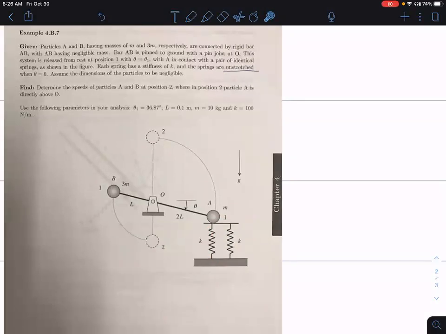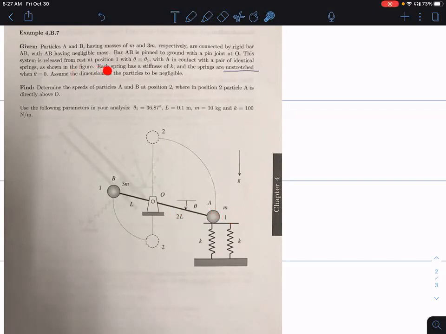So let's read this problem. The system is released from rest at position 1 with theta equals theta 1. Theta 1 is given down there, with A in contact with a pair of identical springs. The drawing here is position 1, so that theta 1 equals 36.87 degrees, and that particle A is in contact with the spring.